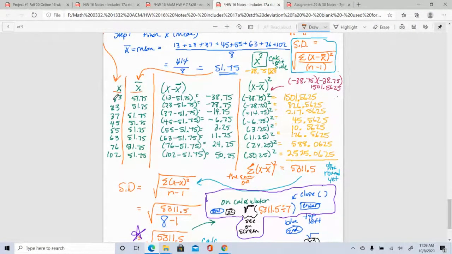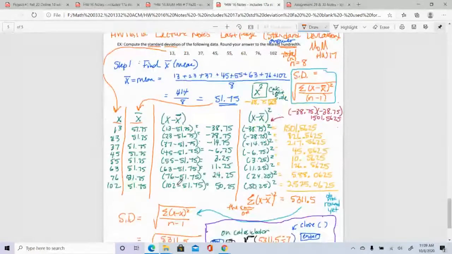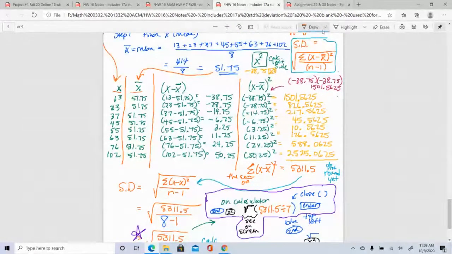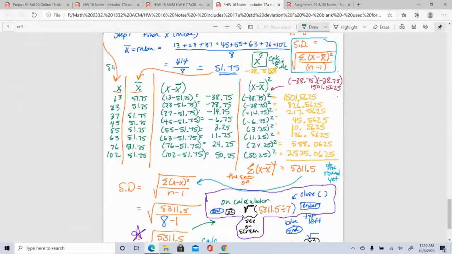So all I did is I wrote all my X values down that they gave me in a column. Then I found my mean. That was kind of the first thing we did. So we did step 1, and then I guess step 2 would be finding your X minus X bar. Pick up my stylus pen. Step 2, we're going to do the X minus X bar squared, actually the sum of it.